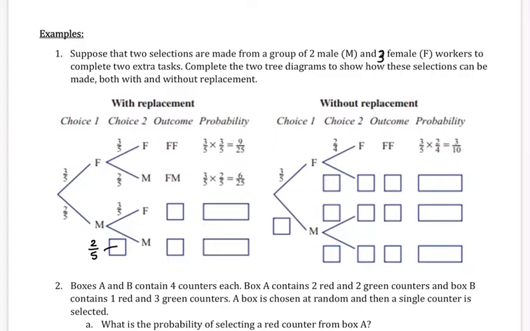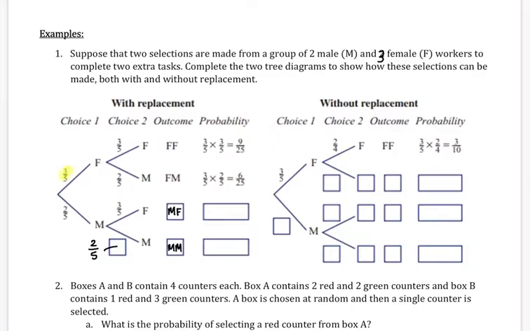So then our outcomes here, we can either have female, female, we can have female, male. Here, if we follow our branch along, we have a male and then a female, so MF, or we have a male and then a male, so MM. Now, to calculate the probability of our outcomes, so for our females, we know that that's 3 over 5 times 3 over 5, which equals 9 over 25.